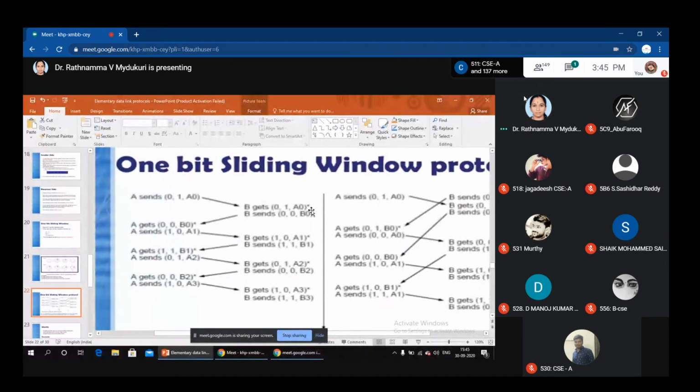Now B is sending some more data to A. So this is B's first packet. So 0, B0. And what is this 0 called?